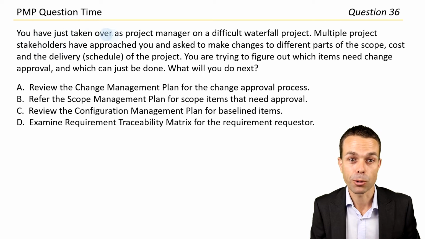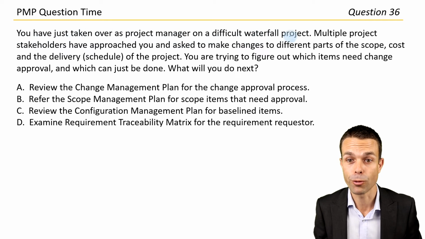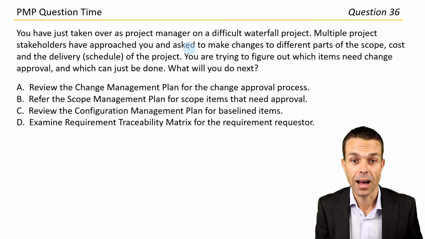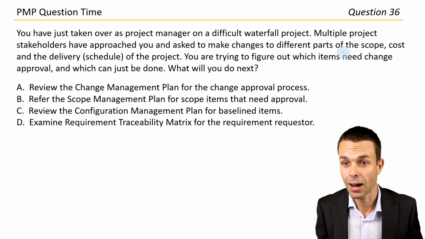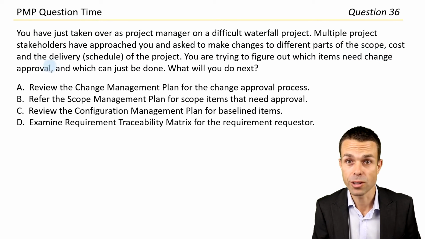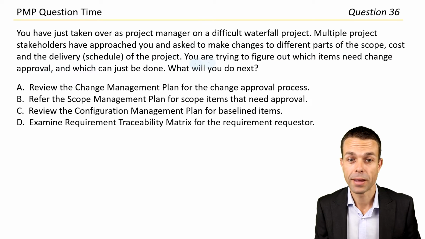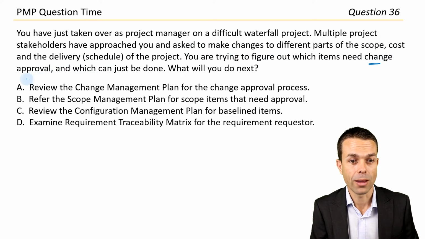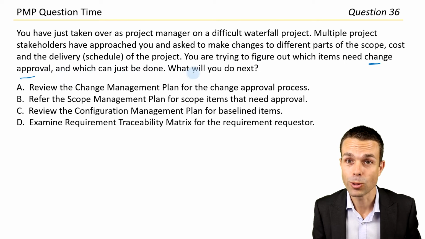You've just taken over as a project manager on a difficult waterfall project. Multiple project stakeholders have approached you and asked to make changes to different parts of the scope, cost, and the delivery or the schedule of your project. You're trying to figure out which items need change approval and which can just be done. What will you do next?